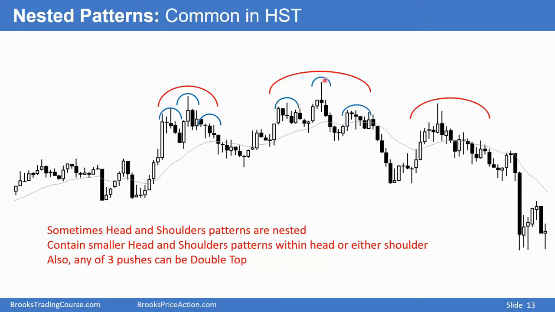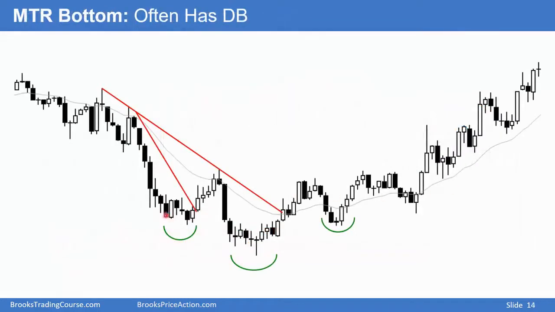And look at the head. Left shoulder, head, right shoulder. So there's a small head and shoulders top nested within the head of a larger head and shoulders top. And look, the right shoulder itself subdivides into a smaller head and shoulders top. Left shoulder, head, right shoulder. Very common to see nested patterns in head and shoulders patterns. Head and shoulders bottom: left shoulder, head, right shoulder.